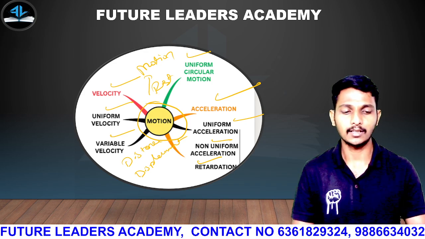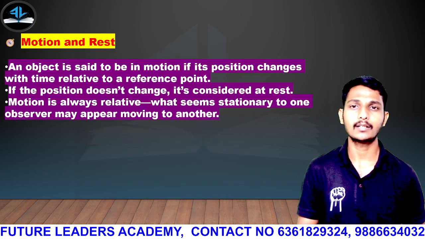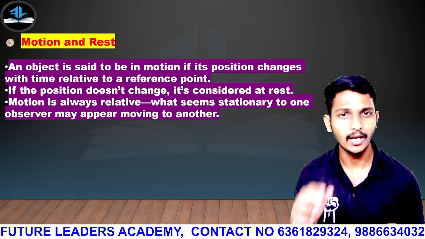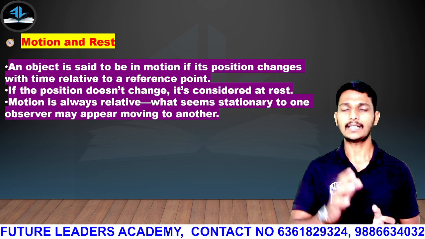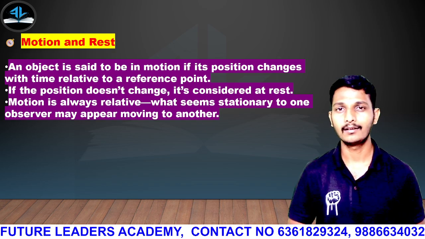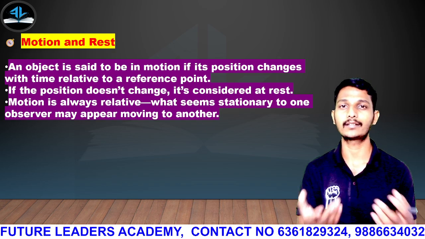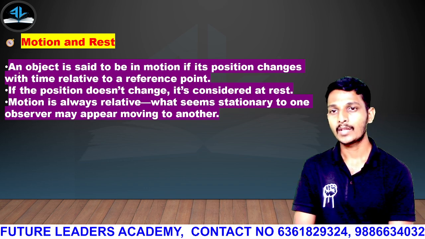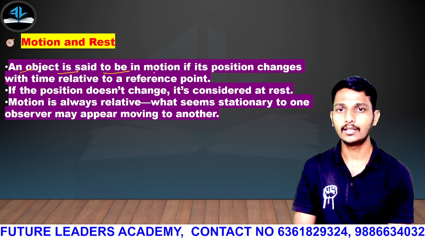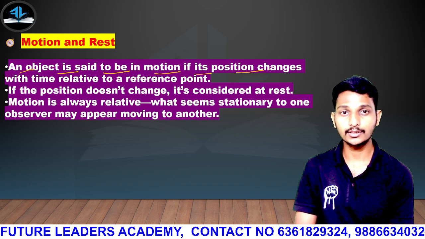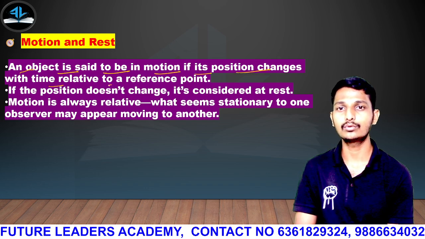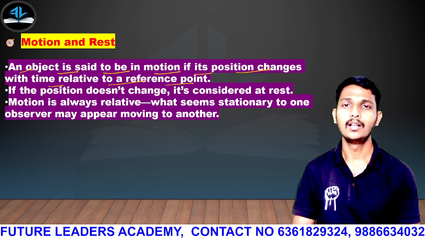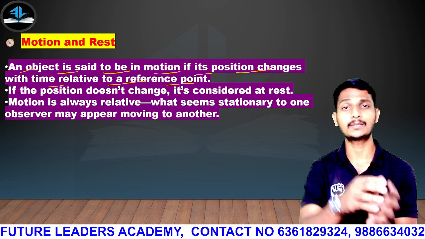So, guys, next let's move to the main concept of the chapter, that is motion and rest. What do you call motion and what do you call rest? Something that is moving. Sir, you are telling motion is moving, but how will we understand? Let's read the definition that I had given. An object is said to be in motion if its position changes with time relative to a reference point. It means when an object changes its position with respect to time.